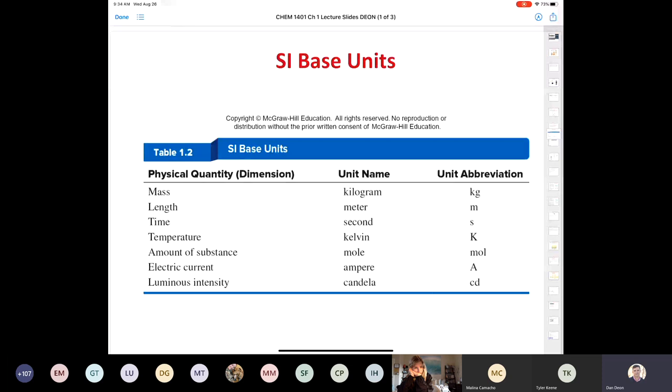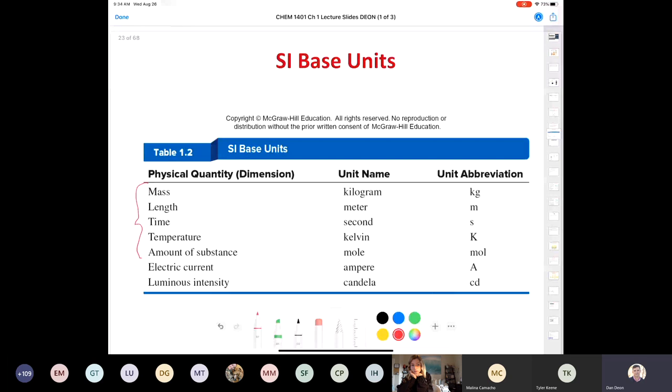And we have base units for mass, length, time, temperature, amount of substance, and also current and luminous intensity. Now, the ones that we're going to be most concerned with in chemistry class are going to be mass, length, time, temperature, and amount of substance.